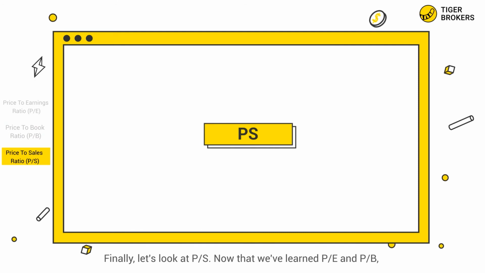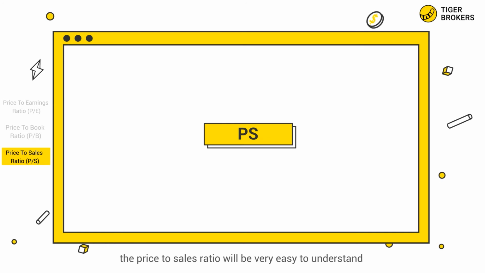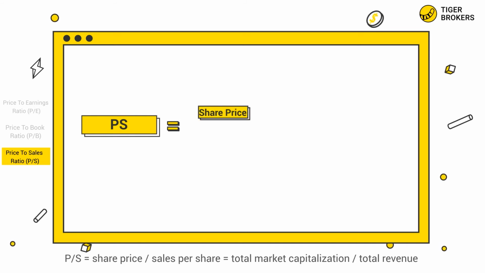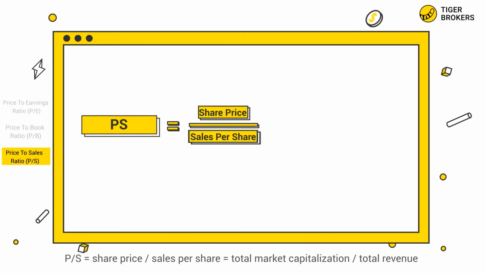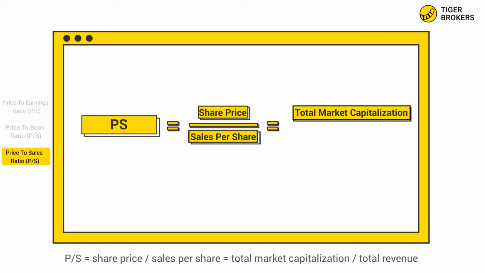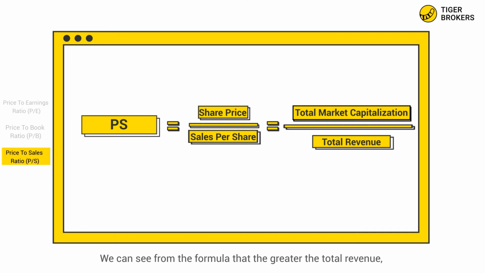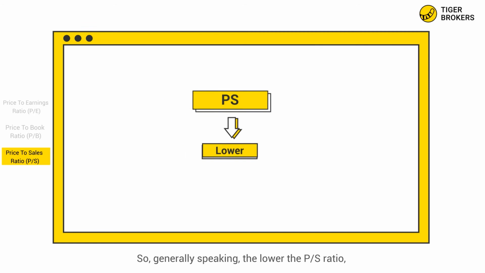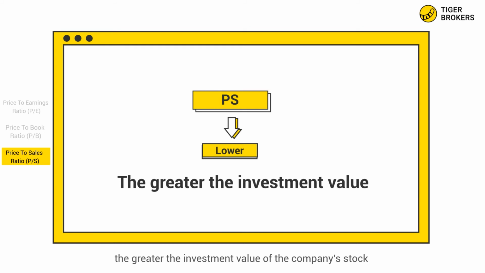Finally, let's look at PS. Now that we've learned PE and PB, the price-to-sales ratio will be very easy to understand. The PS formula: PS equals share price divided by sales per share, equals total market capitalization divided by total revenue. We can see from the formula that the greater the total revenue, the lower the PS ratio will be. So, generally speaking, the lower the PS ratio, the greater the investment value of the company's stock.